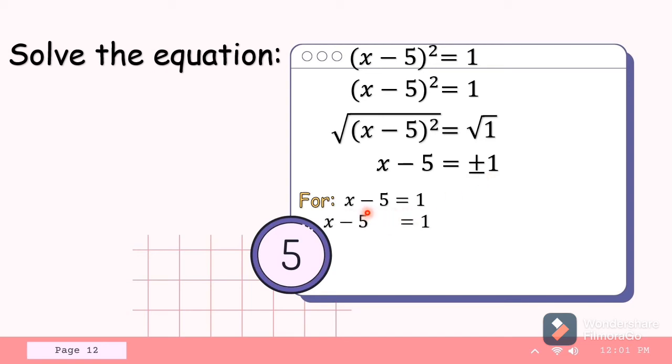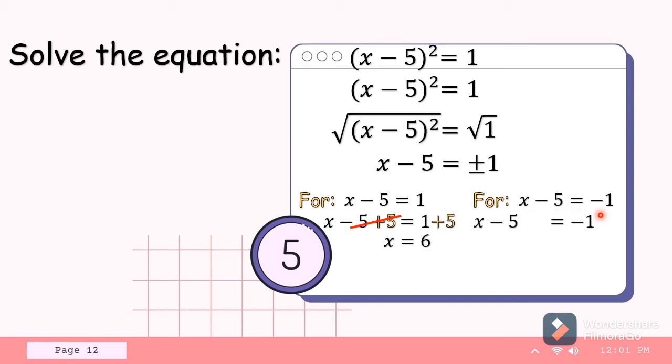To eliminate 5, we need to add 5 on both sides using addition property of equality. So, negative 5 plus 5, that will become 0. So, ang matitira na dyan is x is equal to 6 because 1 plus 5 is equal to 6. Doon naman tayo sa negative 1. So, x minus 5 is equal to negative 1.